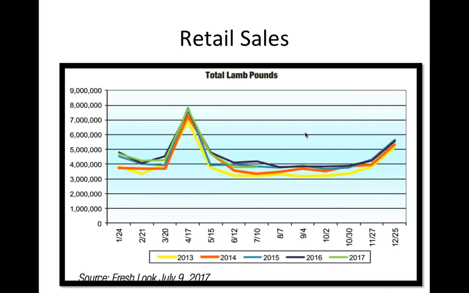So the next few graphs that I'll show are a fresh look data set that we received from the American Lamb Board. This is volume of retail sales. This is not demand, it's just volume of sales. And I'll just orient you to these slides. The yellow lines are 2013, the orange lines are 2014, the blue lines are 2015, the purple lines are 2016, and the green line is 2017. And you'll see on the x-axis left to right is January through December. So it's pretty easy to see a large spike in April.